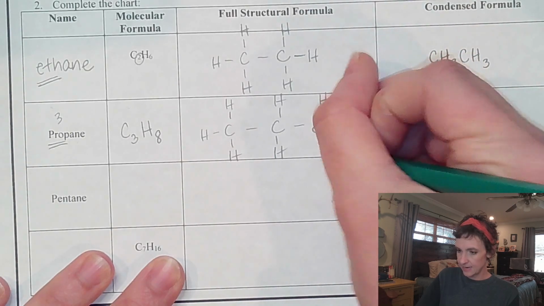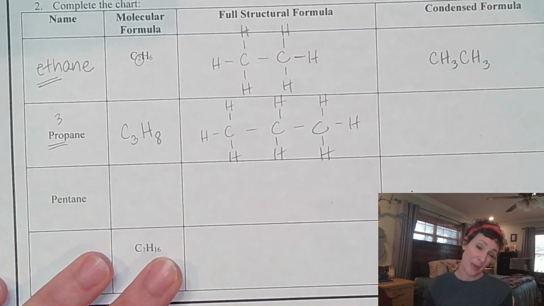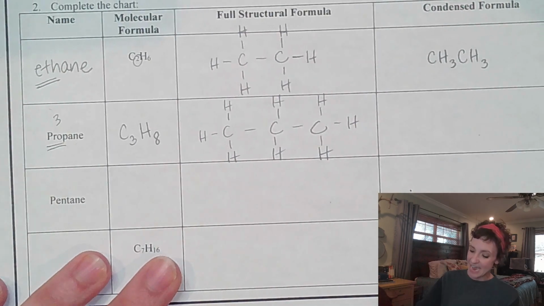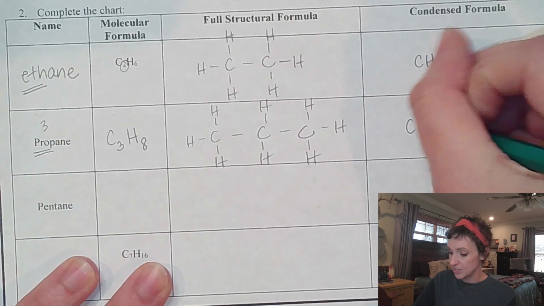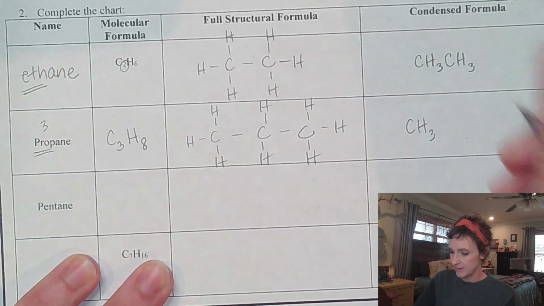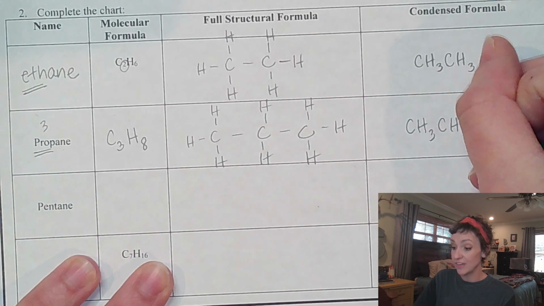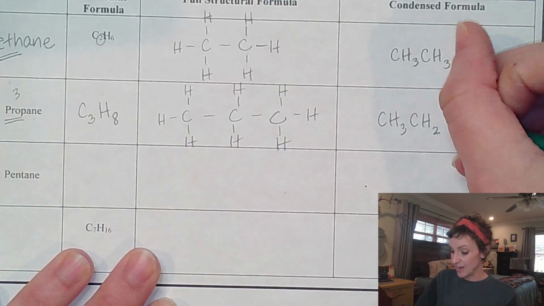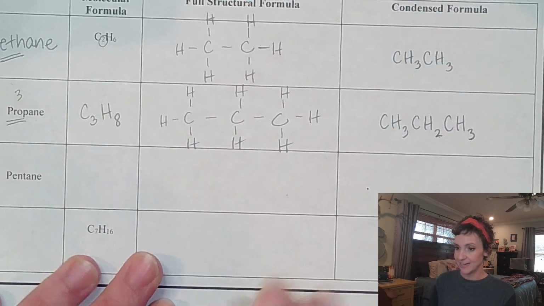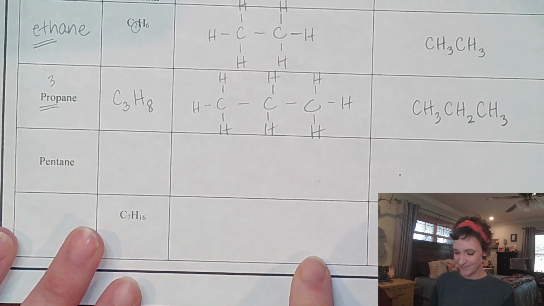Yes, very exciting. So that's my full structural formula for propane. Condense it down and show me what each carbon has on it. We have a CH3. The second carbon has CH2, only 2. And the third and final carbon has CH3. So there's propane.